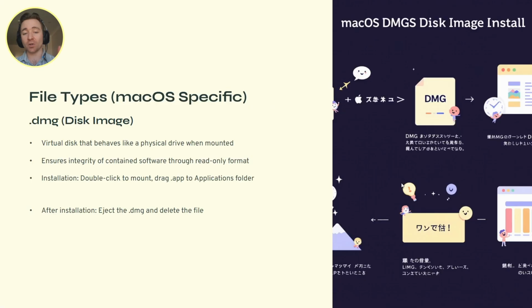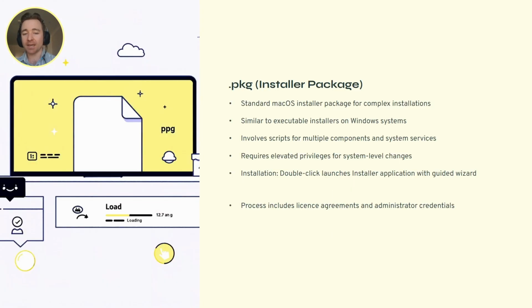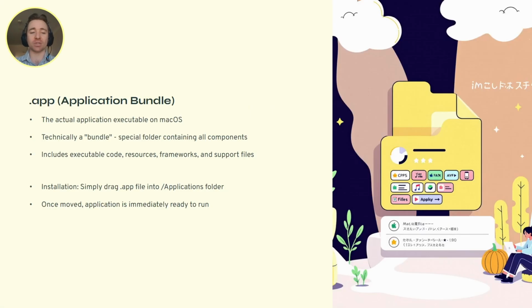So far we've got two. The first one is the DMG. You double click, you drag the application over. You've got the PKG. You double click, it will launch an automated installer program that guides you through the process, all right? Then we have the app, which is the application bundle. This is the actual application executable on macOS. So technically it is a bundle, which is a special folder containing all of the components. It includes the executable code, resources, frameworks, and support files that you need to run the application. In order to install, you drag the app into the applications folder. Boom, done. Easiest one so far, all right?